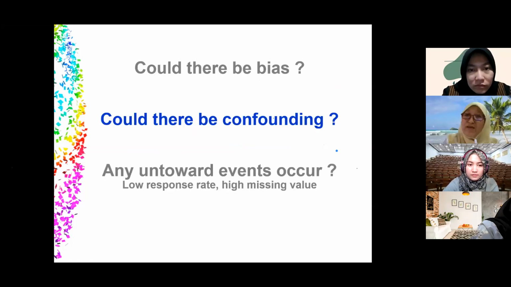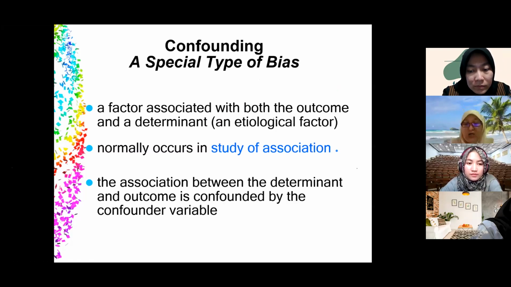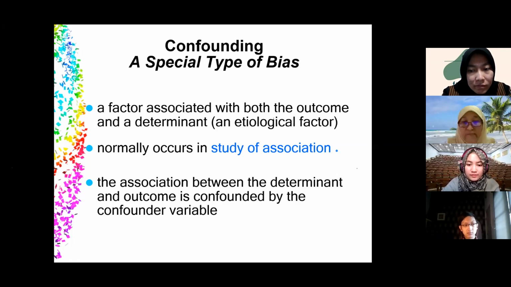Okay. Now, could there be any confounding? So when you read a paper, also think about ada tak confounding factor. Confounding ni a special type of bias. Ya? Selalunya, kalau you are reading a paper that look into association between exposure and the outcome, that is where you have to think about confounding. Katakan paper ni to determine whether A associate with B, whether A cause B, then you must think about confounding. When you read, look whether they explain about confounding or not.